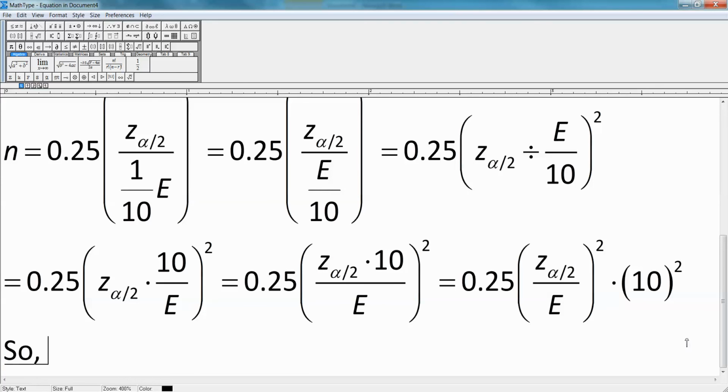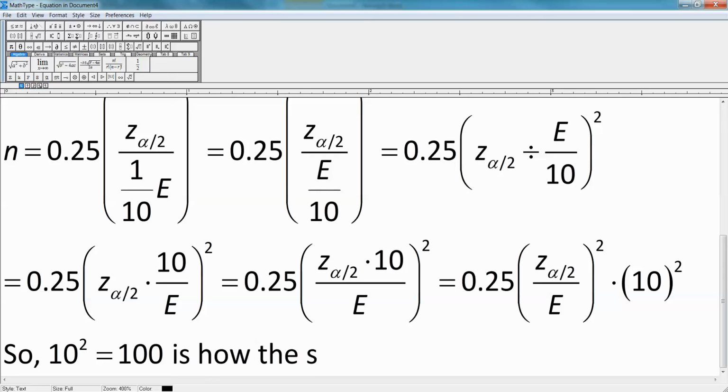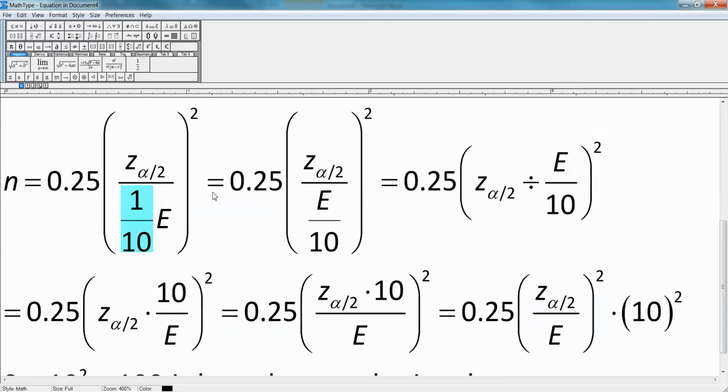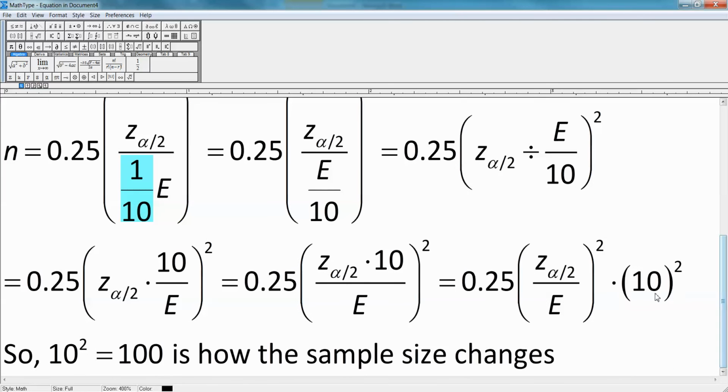So 10 squared is equal to 100 is how the sample size changes, right? So n originally, if you just have it without the 1/10, is z over e squared. When you put in 1/10, you want to shrink that error by a tenth. It causes the entire formula to, here's the entire formula, right over here, to change by being multiplied by 100.